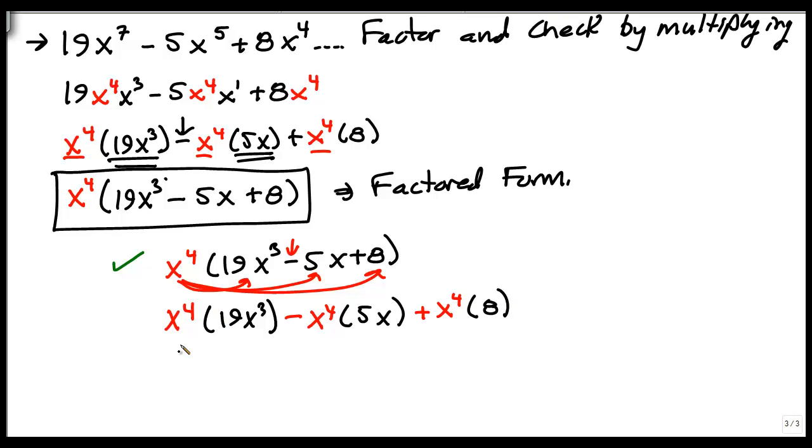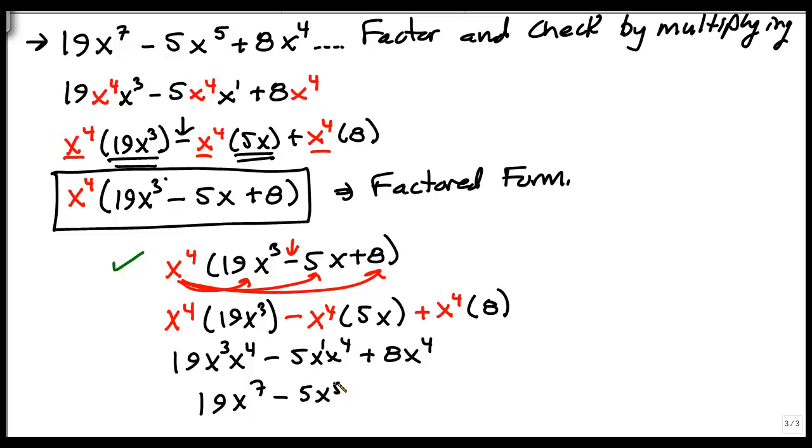Okay, so now let's combine these. This would give me 19x cubed times x to the 4th, minus 5x times x to the 4th, plus 8x to the 4th. Now remember, when you multiply like bases, you add exponents, because this would be xxx times another 4 x's, which would give me 19x to the 7th. This has an implied one, so when I multiply like bases and I add exponents, I get 5x to the 5th plus 8x to the 4th. Now this is exactly what I had up here in my original problem, so my solution checks.